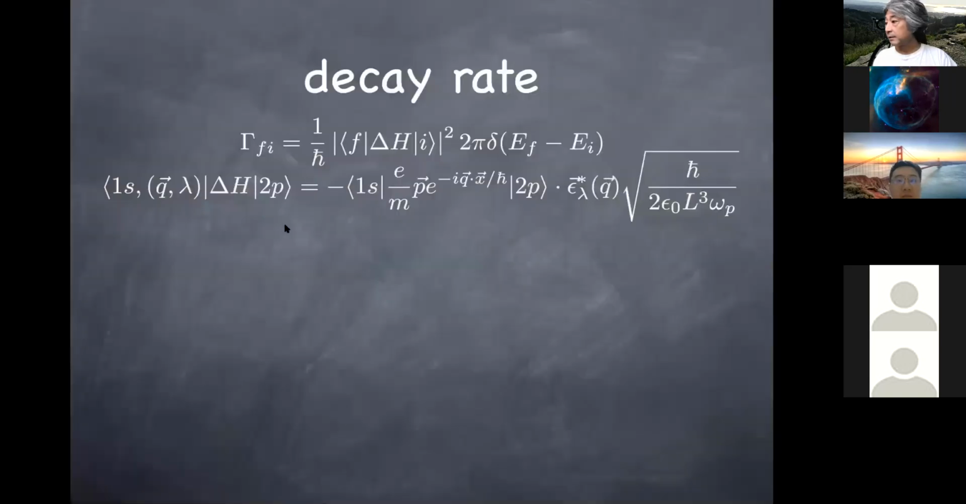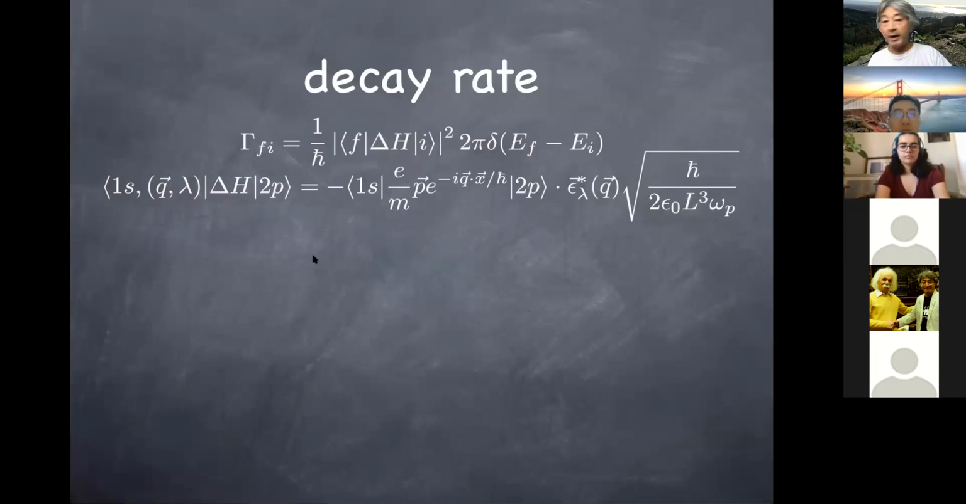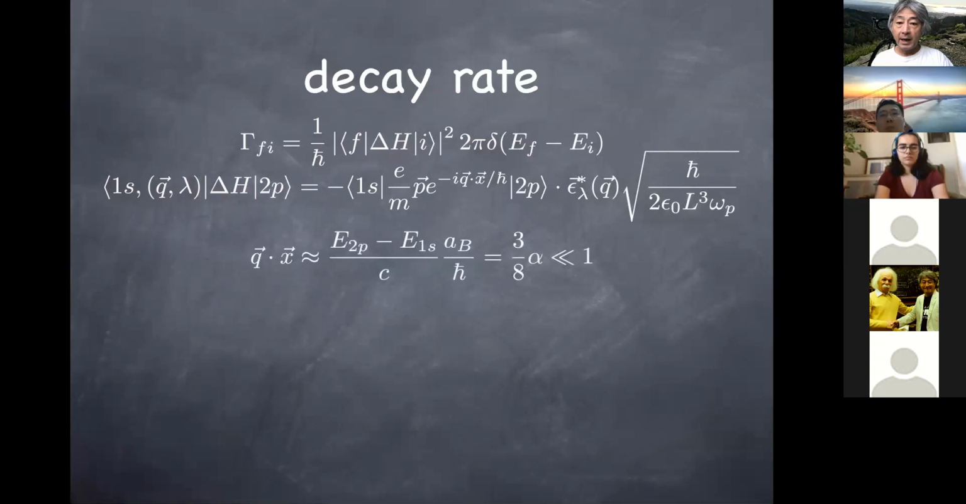And I was looking at this slide over here. I'm waiting for the screen to show. Okay, good. So I started to look into the decay rate, and I was just about to explain why I can ignore this plane wave factor in the exponent here. And that's because q dot x turns out to be of the order of the fine structure constant, which you know is much smaller than 1.